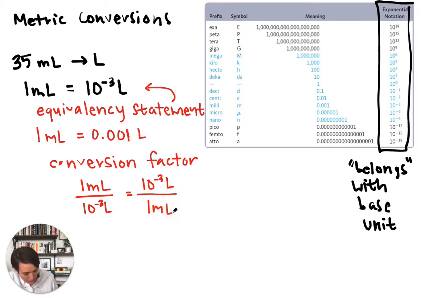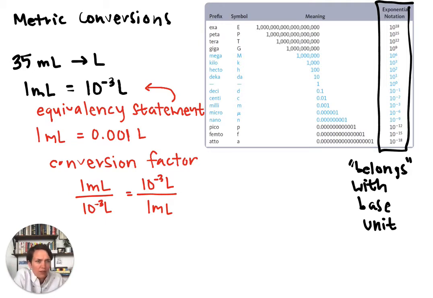What's important to recognize is that 10 to the negative third liter and 1 milliliter are the exact same thing. They're just representing the same volume, the same value on different scales. So if we were to multiply by this value, that would be the exact same thing as if we were to multiply by 1. Right? They're the exact same value. We're not changing our quantity at all.